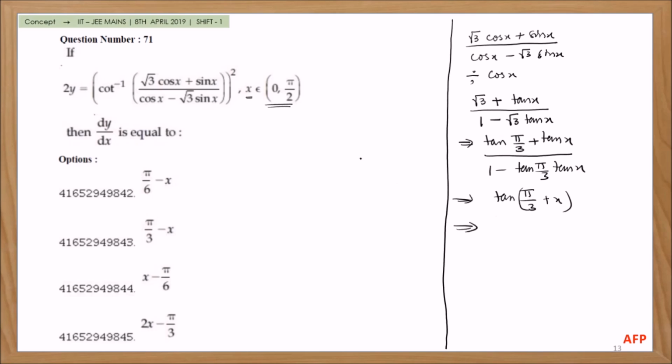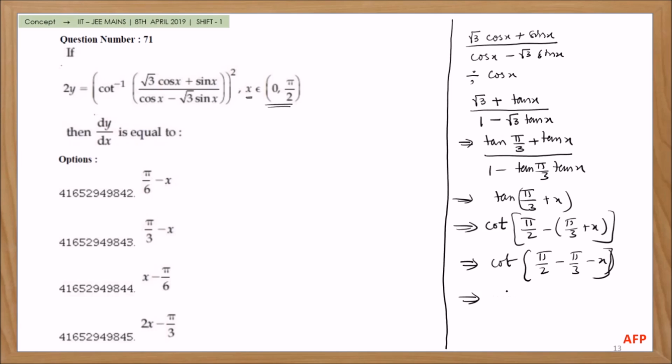Okay, so this has to be converted into cot. To write it in terms of cot, you can write 90 minus pi by 3 plus x. So after simplification what you are getting, 90 minus 60 is 30 you got. So now we will come to here.